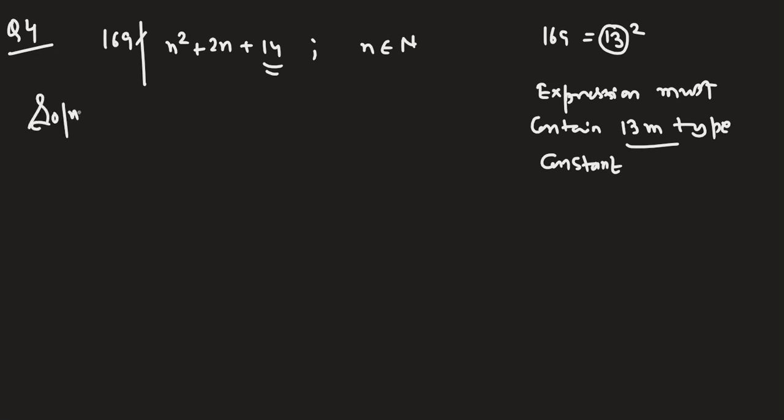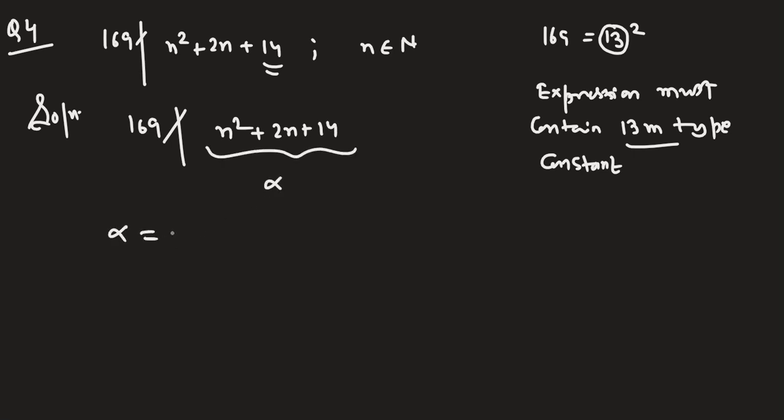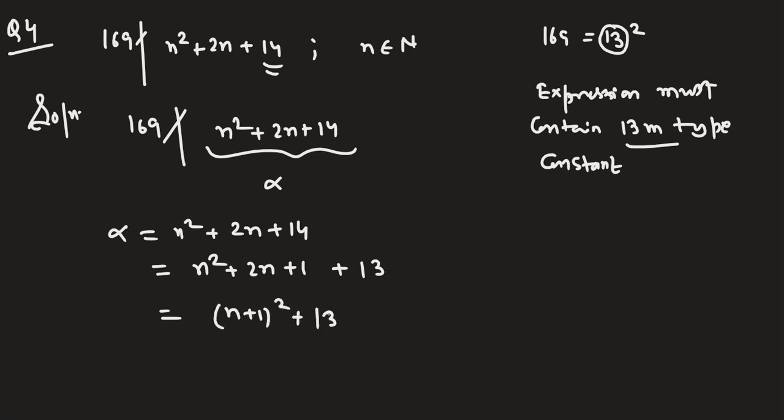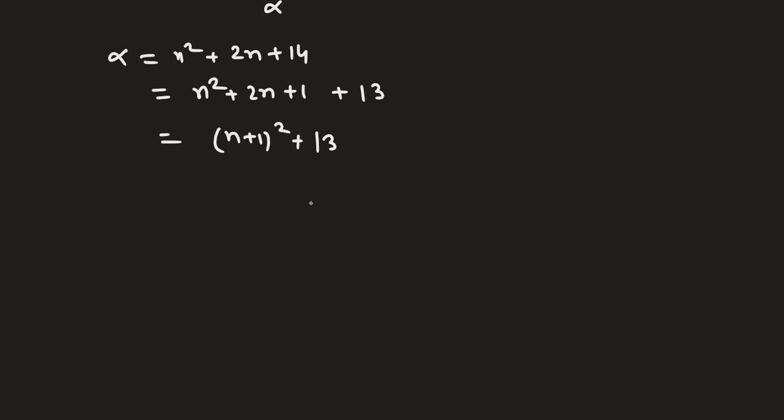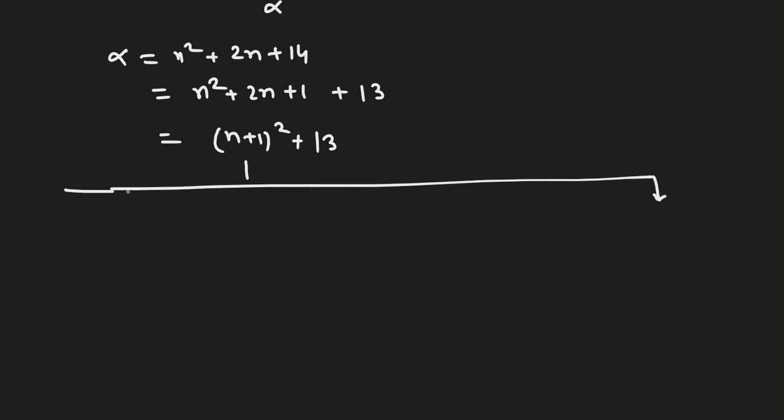Okay? So now you have to prove 169 does not divide n square plus 2n plus 14. So this expression I call alpha. So my alpha is n square plus 2n plus 14. So since this number is a perfect square, I am going to form one perfect square in the expression. So this will be n plus 1 whole square plus 13. So two cases arise from here. Either this term is divisible by 13 or not divisible by 13.